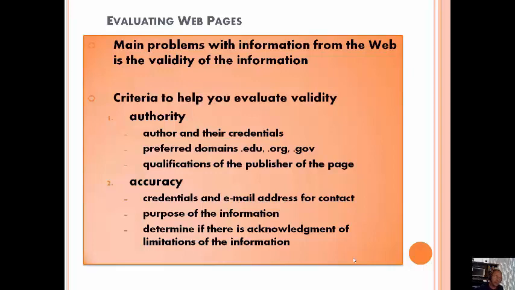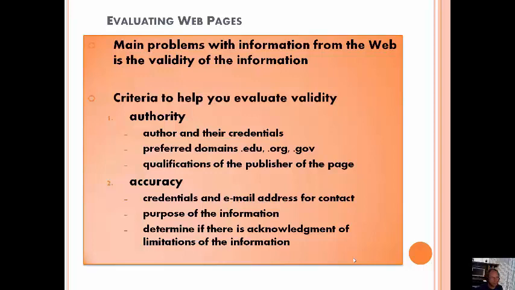So you need criteria to help you evaluate the validity of information that you get off the internet, off the web. Number one, what is the authority? The author and the credentials, what preferred domains are you getting them from? And preferred domains are .edu, .org, and .gov, and the qualifications of the publisher of the page.